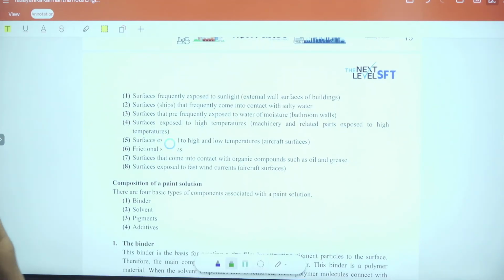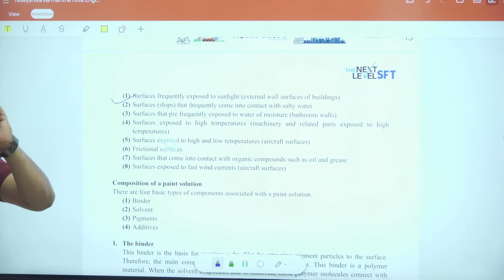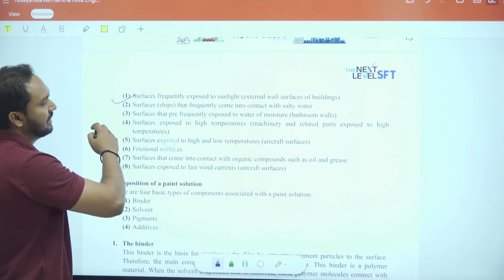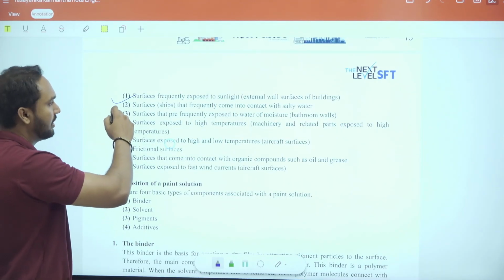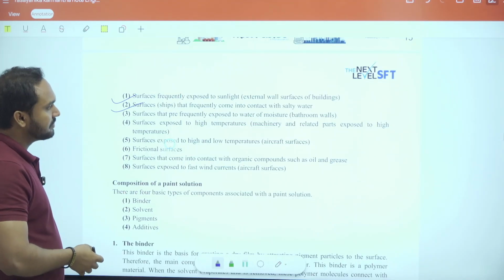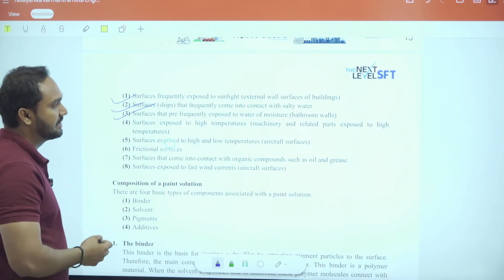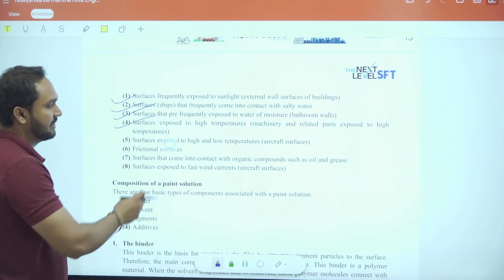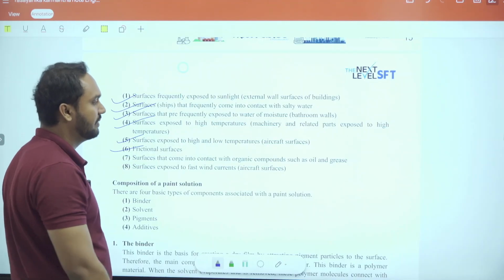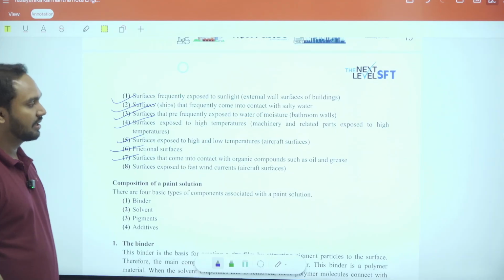Surfaces frequently exposed to sunlight. මේ තියෙන එක එක surface වර්ග, මේ surface එක අනුව ඔයා පාවිච්චි කරන paint එක වෙනස් වෙනවා. So the surfaces frequently exposed to the sunlight. Then the surfaces that frequently come into contact with salty water use different paints. Surfaces that frequently exposed to water or moisture. Surfaces exposed to high temperatures. Surfaces exposed to high and low temperatures. Frictional surfaces, surfaces that come into contact with organic compounds such as oil and grease. Surfaces exposed to fast wind currents.